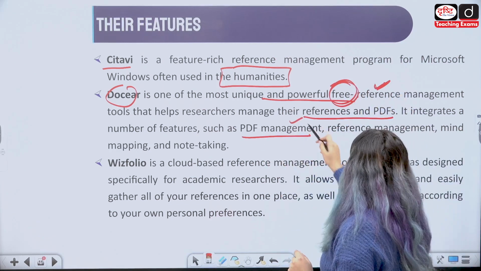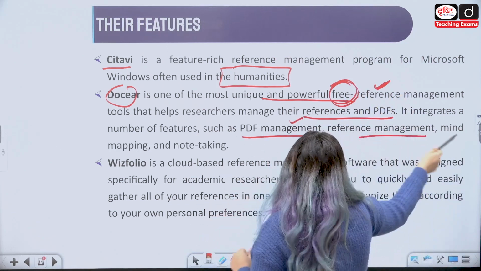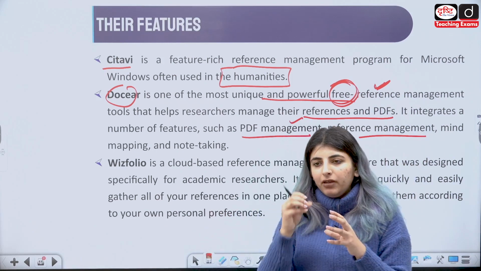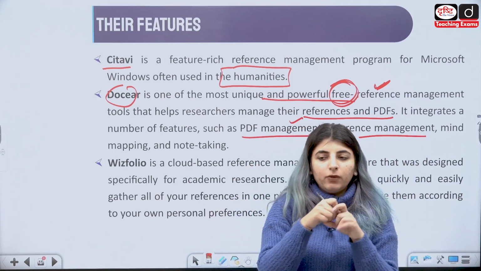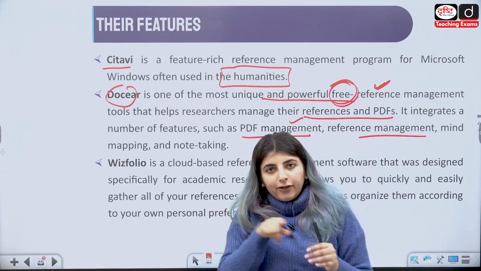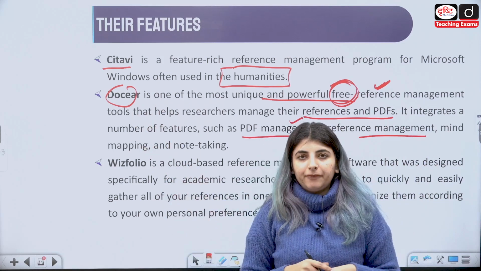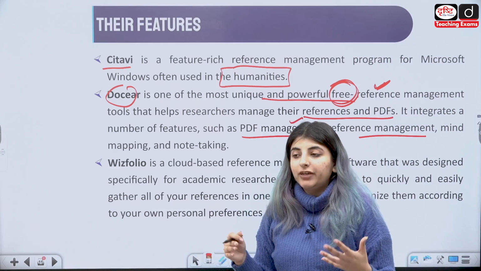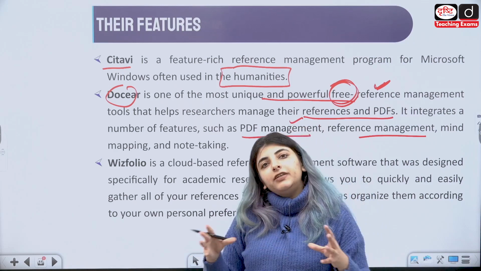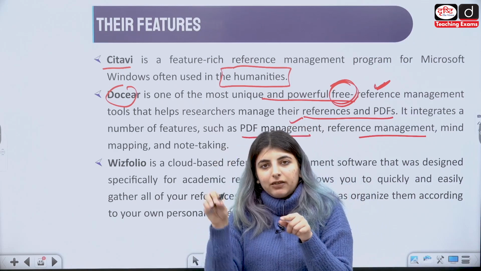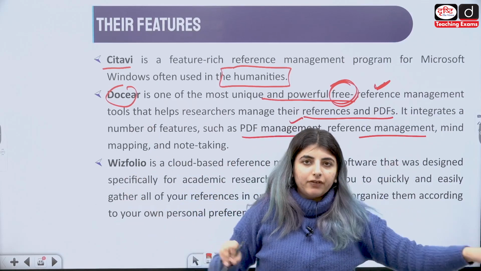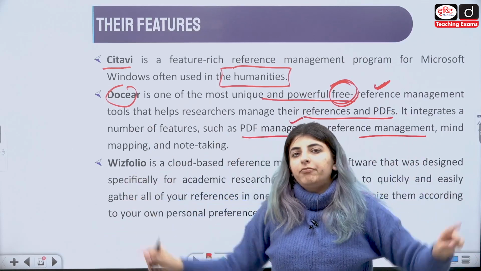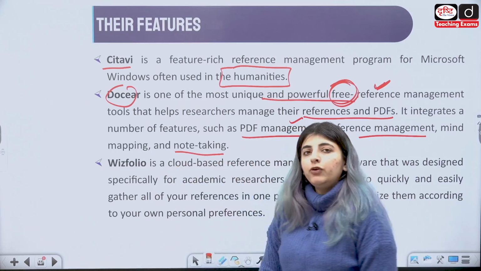It does PDF management, reference management, and mind mapping. What is mind mapping? Where you draw different graphs, etc. There is one topic, and you write things related to it. Like, for example, if I am writing about different types of research, I will just write down "types of research" and then I will create some sort of map out of that. And it is for note taking as well.